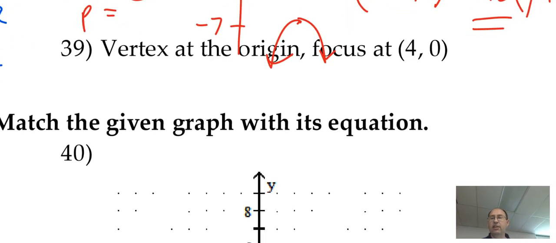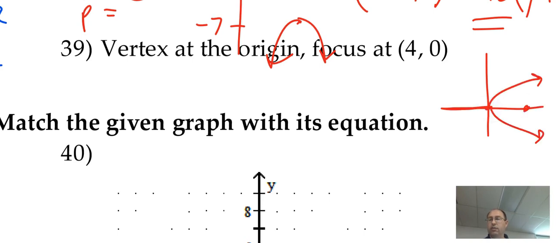Okay, vertex at the origin. Focus at 4, 0. Okay. I know. So 4, 0 right there. Okay, so that's my p value is 4. Anybody know what 4p is? 16. You gotta type that in the message.